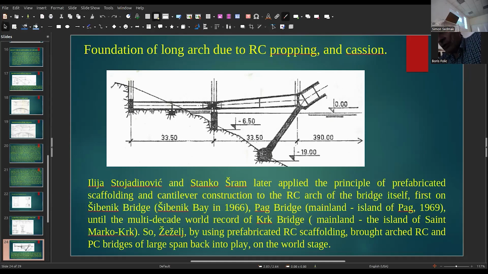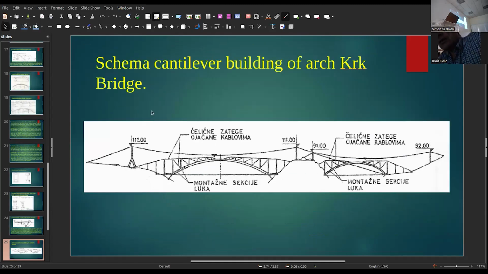So Žeželj, by using prefabricated RC scaffolding, brought the arch, RC and PC bridge of large span, back into play on the world stage. This is a schema of cantilever building of the arch of Krk Bridge. This is a prop of the long bridge and near the caisson.